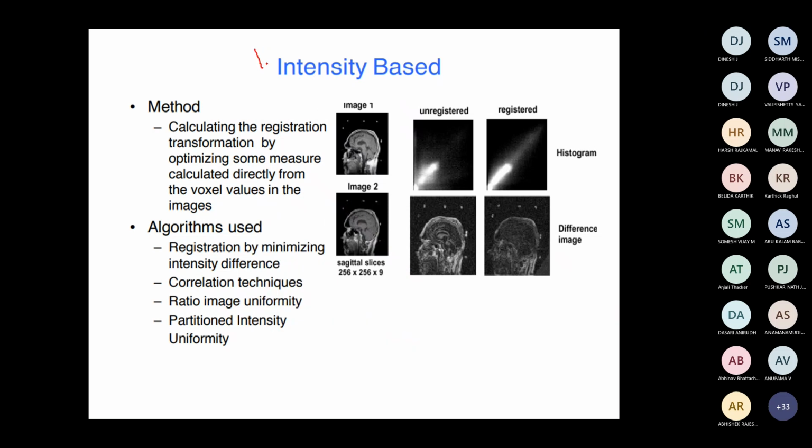Then the next one is intensity based. Here the method is to calculate the registration transformation by optimizing some measure calculated directly from the voxel values in the images. The algorithms used are registration by minimizing the intensity difference, correlation technique, then ratio image uniformity and partition intensity. So these are the algorithms used, and this is how we will be calculating the registration transformation.